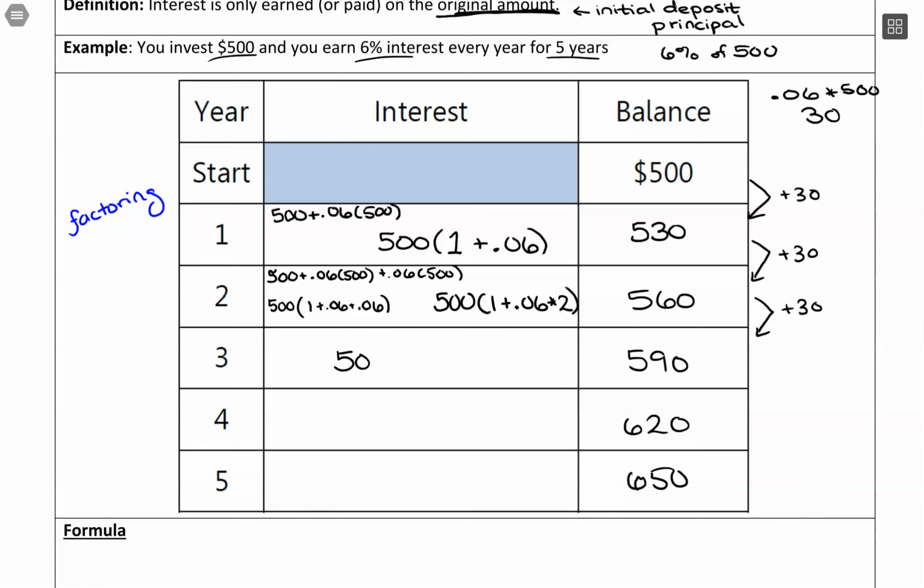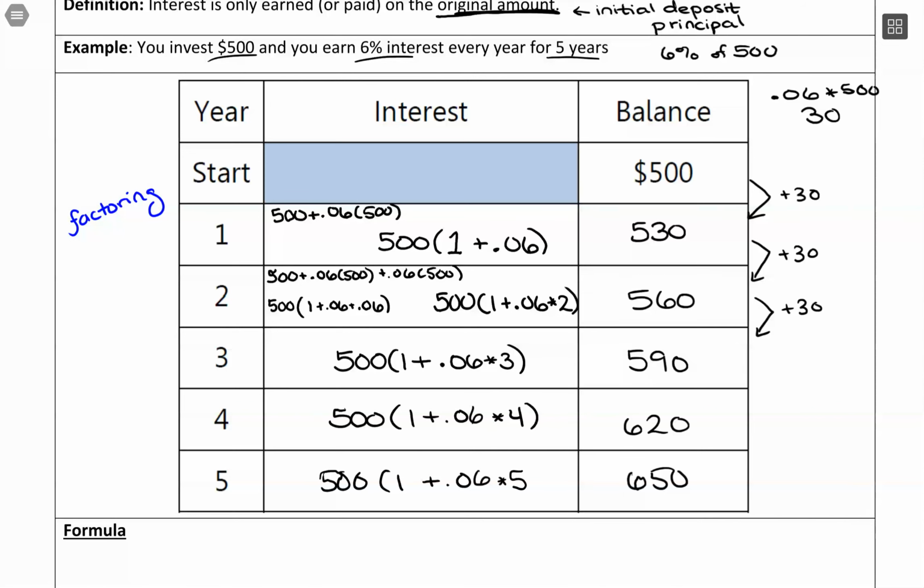So I could even start to write it without showing that whole breakdown of having 100% of that 500 plus 6% of it. But for year three, I would need to have that 3 times. And then for year four, I would see that 4 times. And then for year five, oops, sorry, that was a 4 there, but it should be 6%, 6%, 5 times.